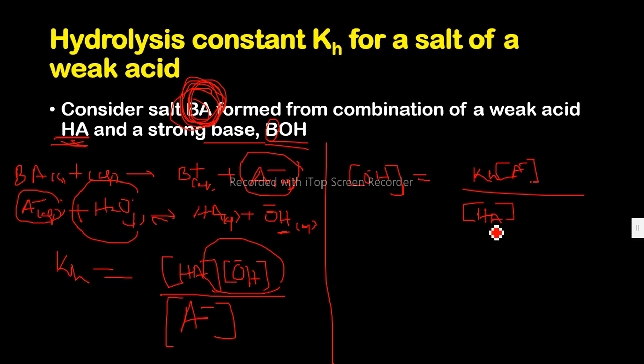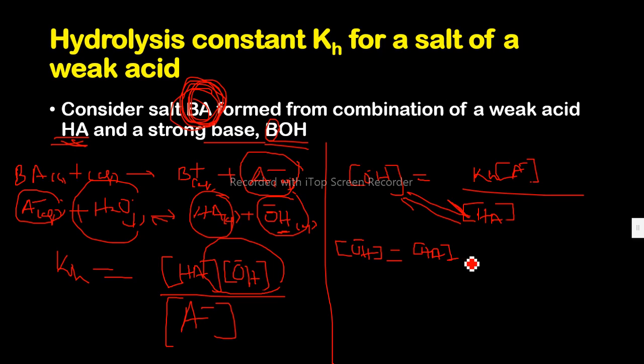But remember, at equilibrium, these two are equal. At equilibrium, the concentration of undissociated acid is equal to the concentration of OH. So the concentration of OH is equal to the concentration of undissociated acid that has been formed. So this is the same as OH squared. OH squared is equivalent to KH times the A minus.